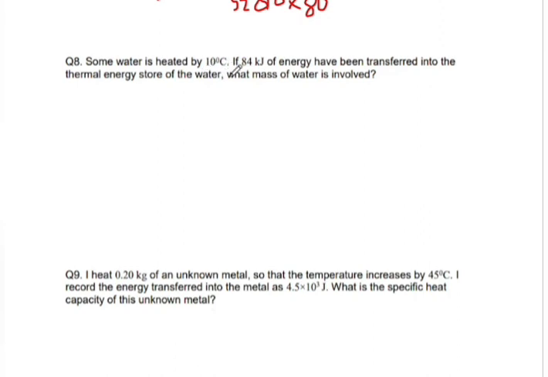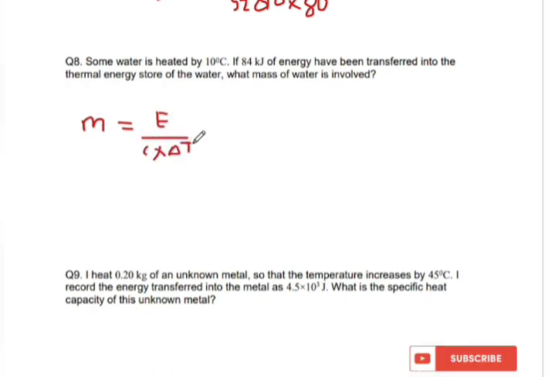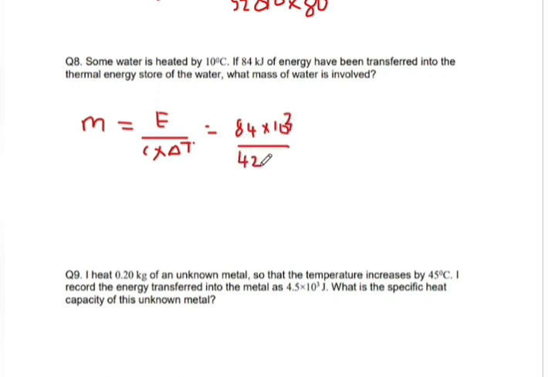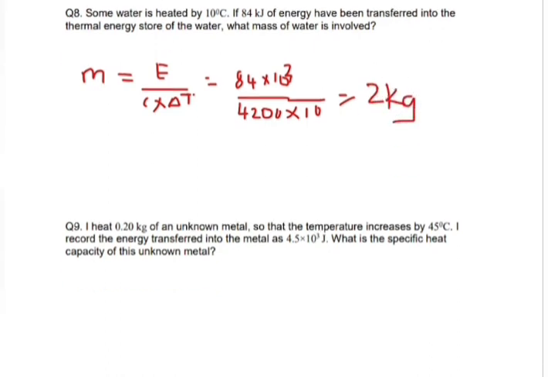Some water is heated by 10 degrees centigrade. If 84 kilojoules of energy have been transferred into the thermal energy store of the water, what mass of water is involved? We know that M is going to be equal to E divided by C delta theta. That is when we make M the subject of the formula. M is equal to 84 kilojoules, that's 84 times 10 raised to the power 3 joules, divided by the specific heat capacity 4,200 times change in temperature, which is 10. So I'm plugging this into my calculator. My result is going to be 2 kilograms.